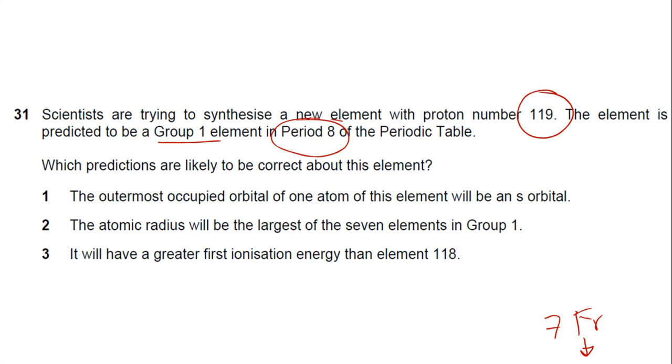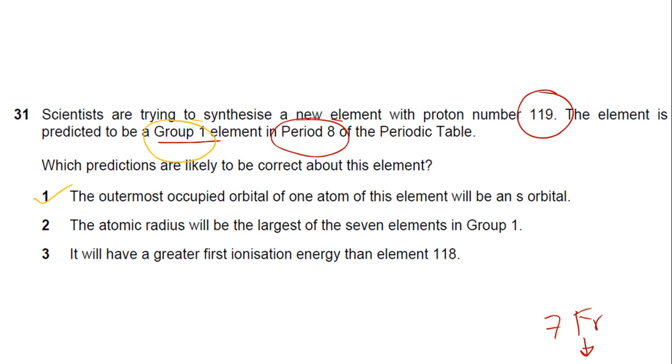The first part says the outermost occupied orbital of one atom of this element will be an s orbital. So what do you think? Will it be an s orbital? Well, if it's in group 1, it doesn't really matter which period it belongs to. It will definitely have the configuration of s1. That's why we have the s block, p block, d block, and f block in the periodic table. So all group 1 elements will have their outermost occupied orbital as the s orbital.